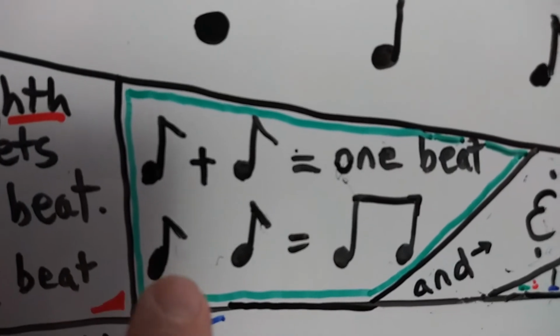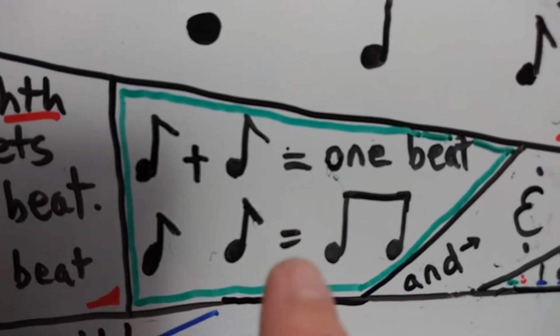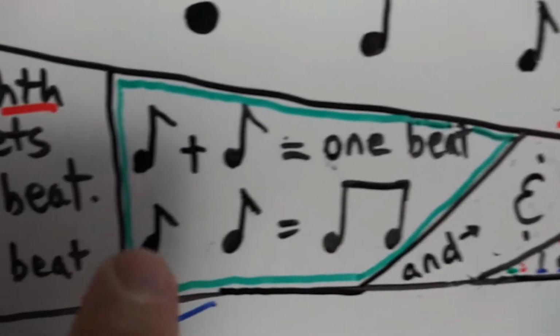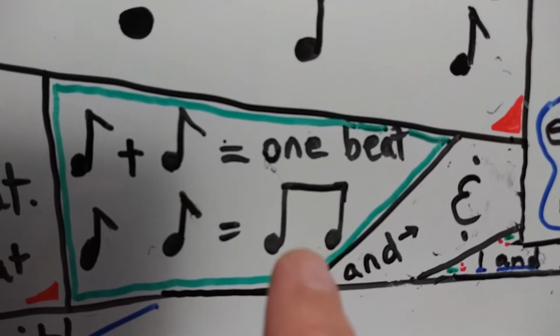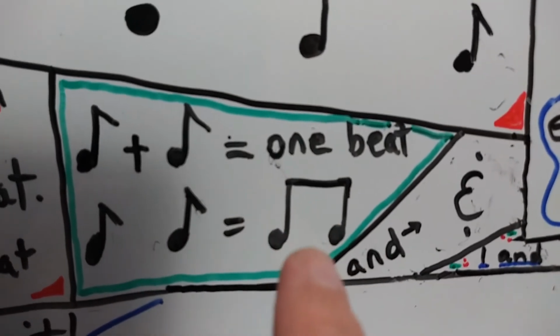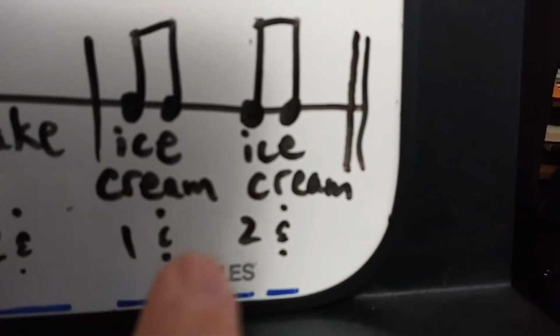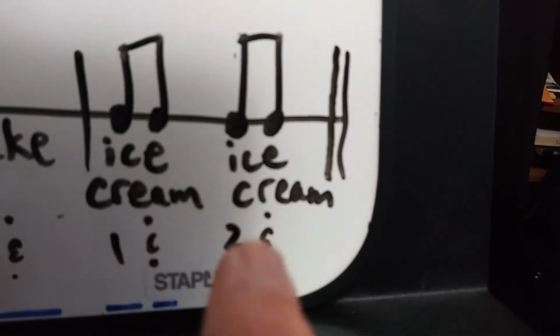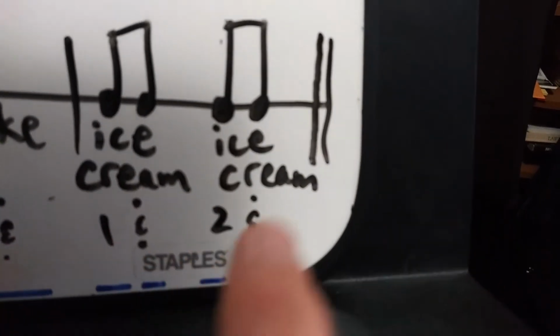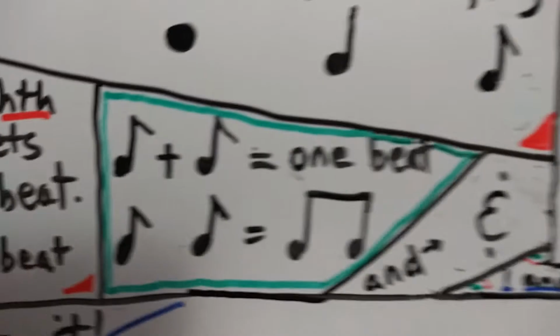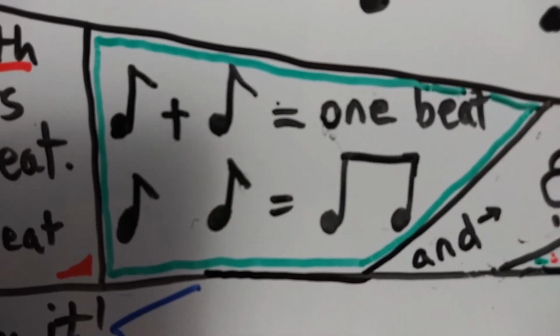And it just so happens if they're side by side, you can put a bar across the top like that. So that is the same as that, but this makes it easier to see where the beat is. 1 and 2 and 1, 2, 1, 2, 1 and 2 and 1 and 2 and. Are you completely confused now?